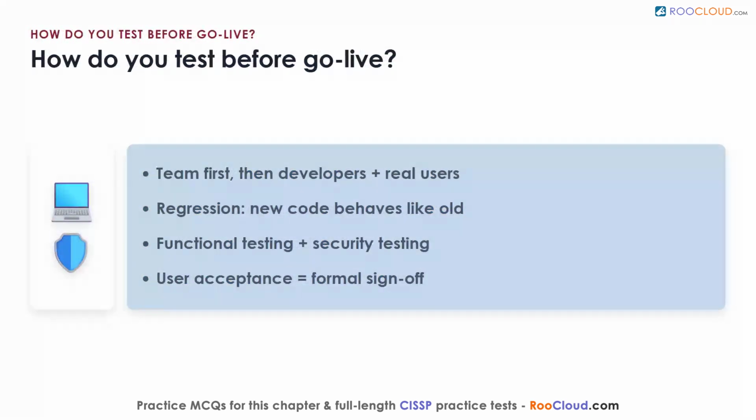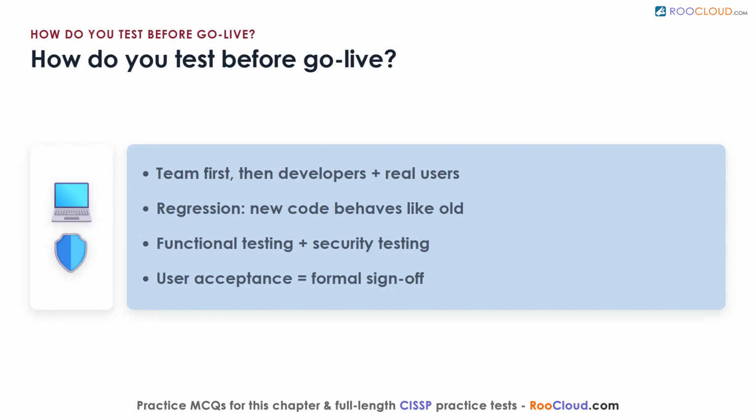How do you test a system before it goes live? Testing starts inside the team, with developers hunting obvious errors, then widens as developers and real users run the system against scripted scenarios covering both ordinary and unusual activity.